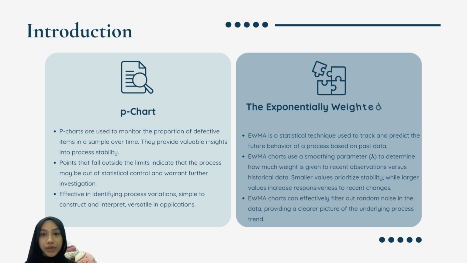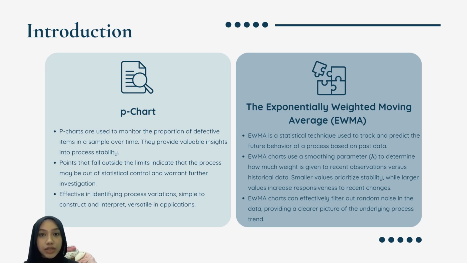So first, what is P chart and EWMA? P charts are control charts that are used to monitor the proportion of defective items in a sample over time. They provide valuable insights into process stability. Points that fall outside the limits indicate that the process may be out of statistical control and warrant further investigation. It is effective in identifying process variations, simple to construct and interpret, and versatile in applications.